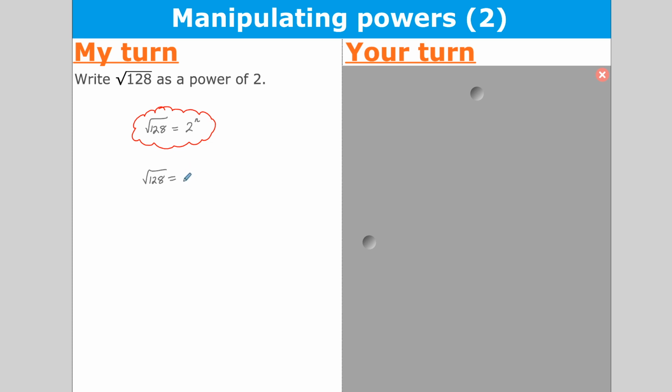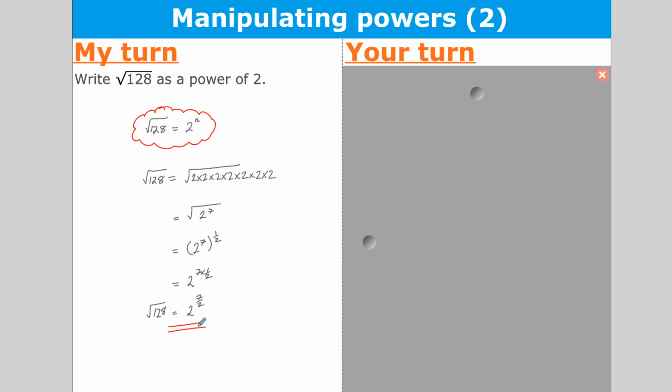So the square root of 128, that's the square root of 2 times 2 is 4, times 2 is 8, times 2 is 16, times 2 is 32, times 2 is 64, times 2 is 128. So that's the square root of 2 to the power of 1, 2, 3, 4, 5, 6, 7. And the square root, we write that as to the power of a half. Using the power of the power rule, this is 2 to the 7 multiplied by a half, which is just 7 over 2. So this is 2 to the power of 7 over 2, the square root of 128.